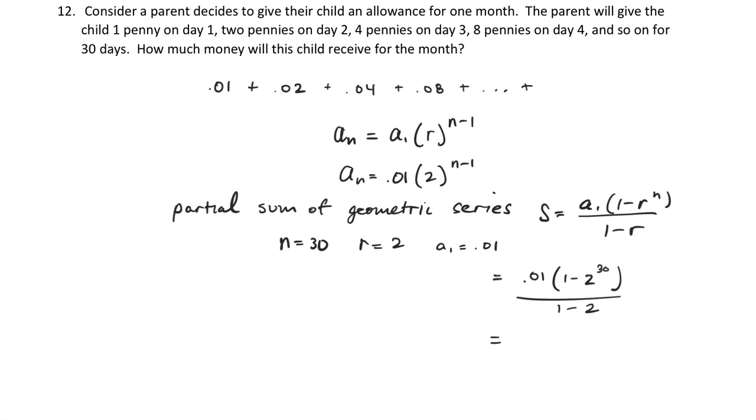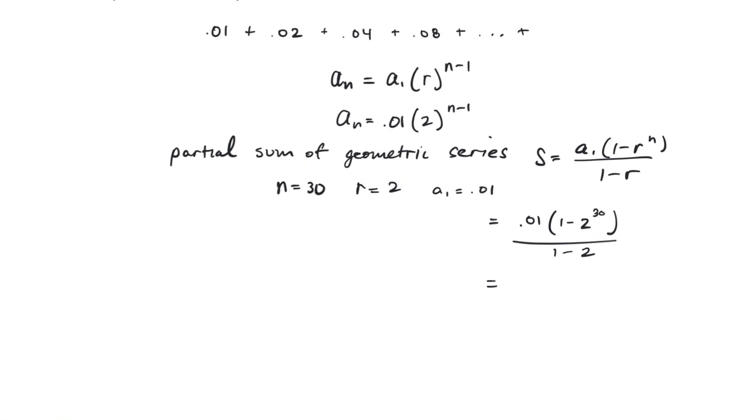Now this is definitely a calculator problem. You may find this a little hard to believe, but starting on day 1 with a penny, if you double it every day for 30 days, you end up with $10,737,418.23.